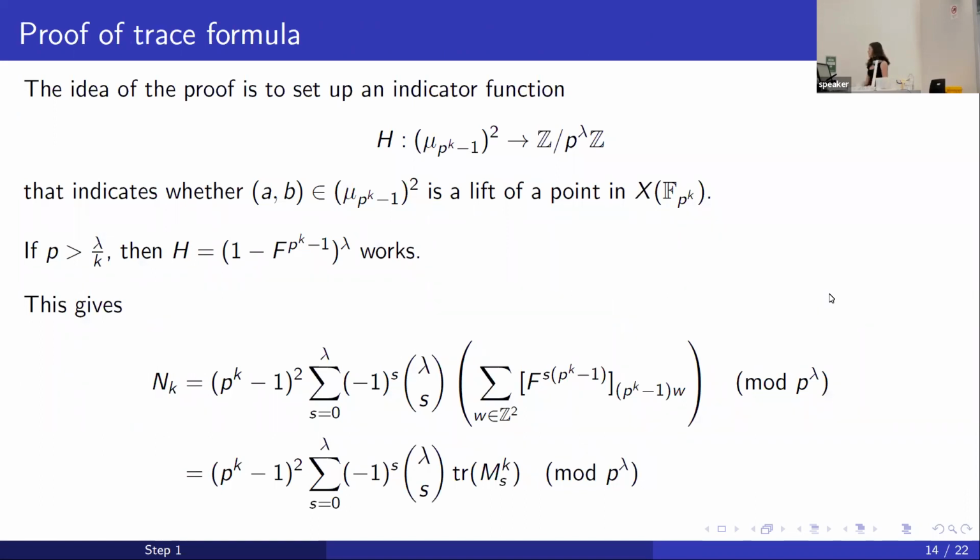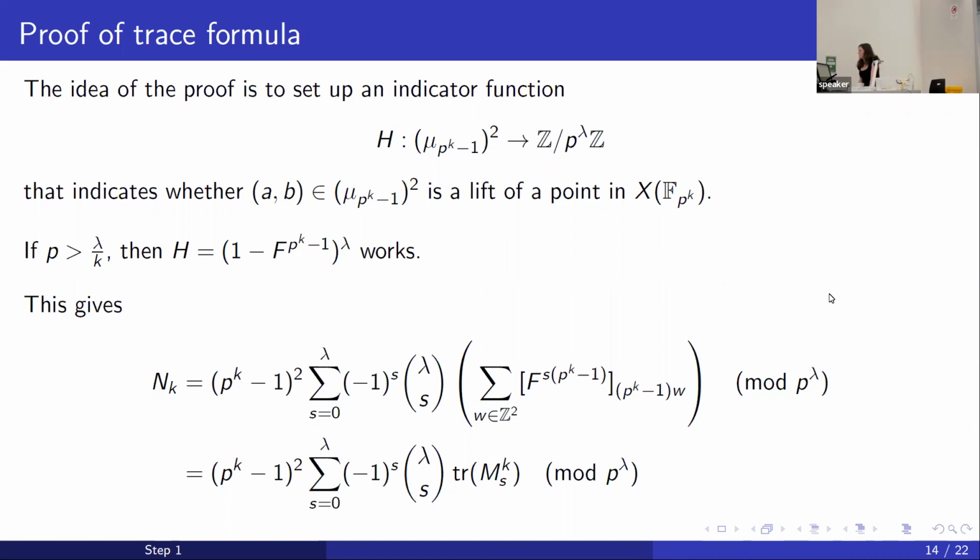What we do is we set up an indicator function whose domain is pairs of (p^k − 1)-th roots of unity over the p-adic integers, and whose codomain is the integers mod p^λ. And what this indicator function indicates is whether that pair (a, b), when you reduce it mod p, is a zero of f. And then, of course, if you just take the sum of this indicator function over the domain, what you will be counting with that sum, mod p^λ, is the number of F_{p^k}-rational points on the curve in the torus.